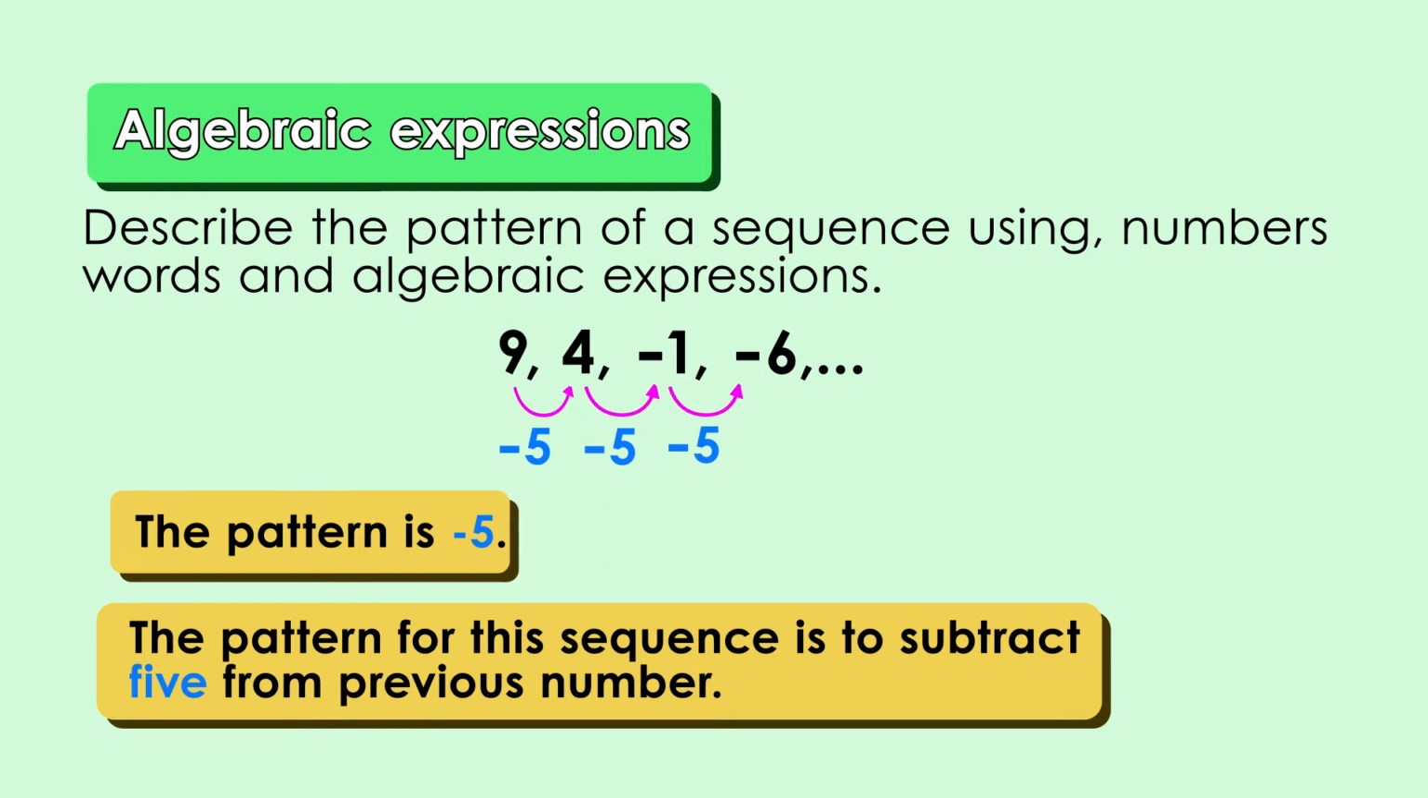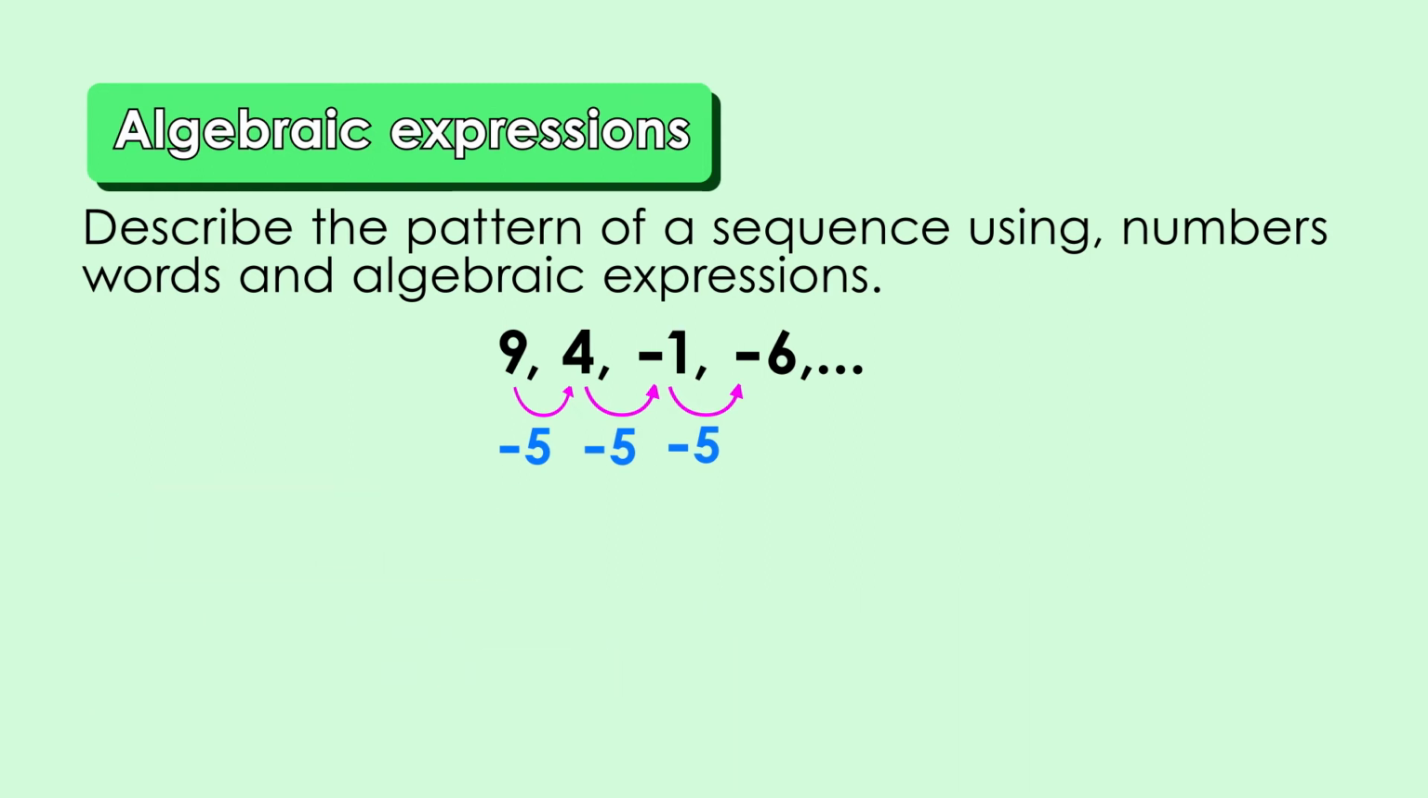Finally, let us look at a solution using algebraic expressions. Boys and girls, let's do this step by step. 9 is our first term. -5 is our pattern. The rule is to -5 from the previous term. So, we will write it down like this. We write down 9 first, -5, which is our pattern.